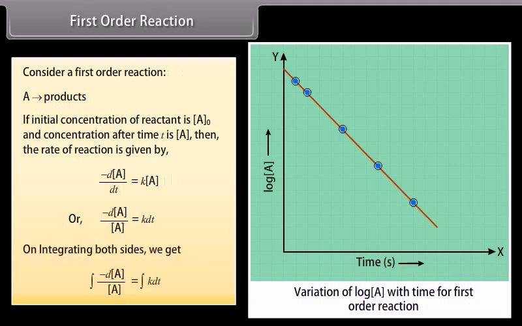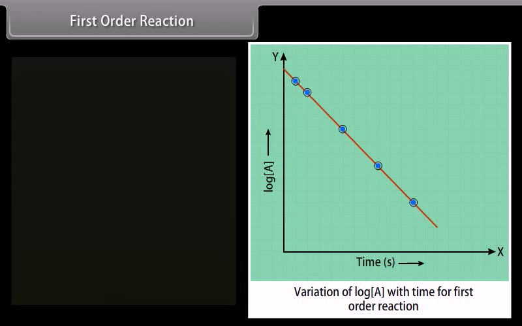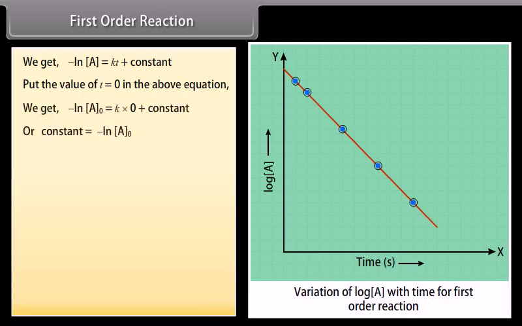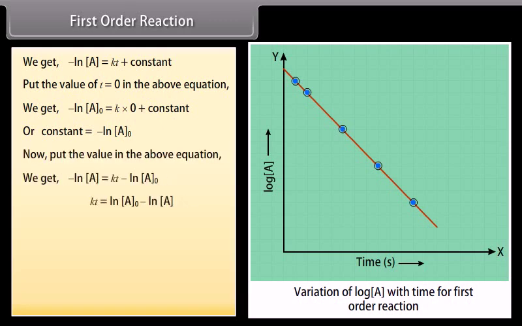On integrating both sides, we get minus natural log of A is equal to Kt plus constant. Put the value of T is equal to 0 in the above equation, and we get constant is equal to minus natural log of A naught. Now put the value in the above equation, and we get minus natural log of A is equal to Kt minus natural log of A naught.